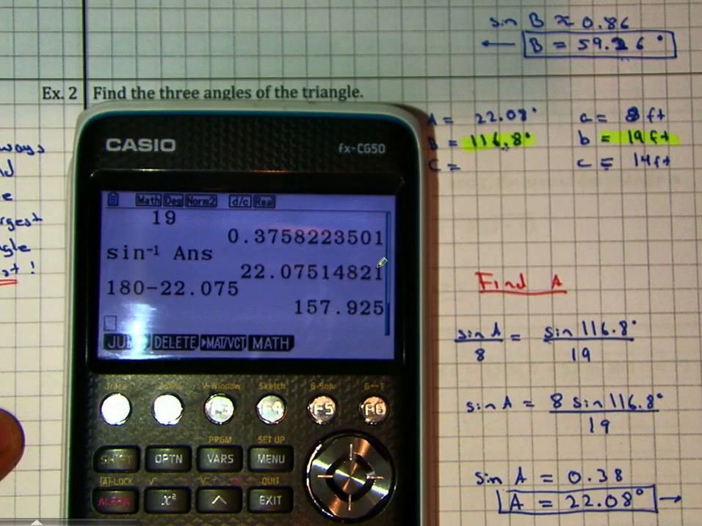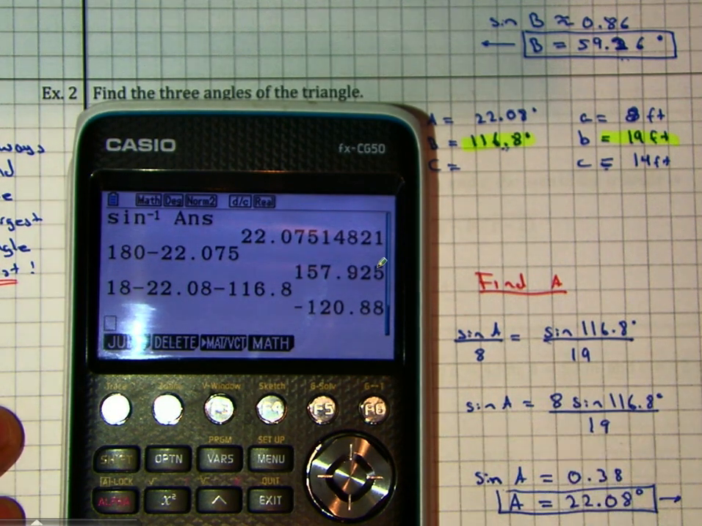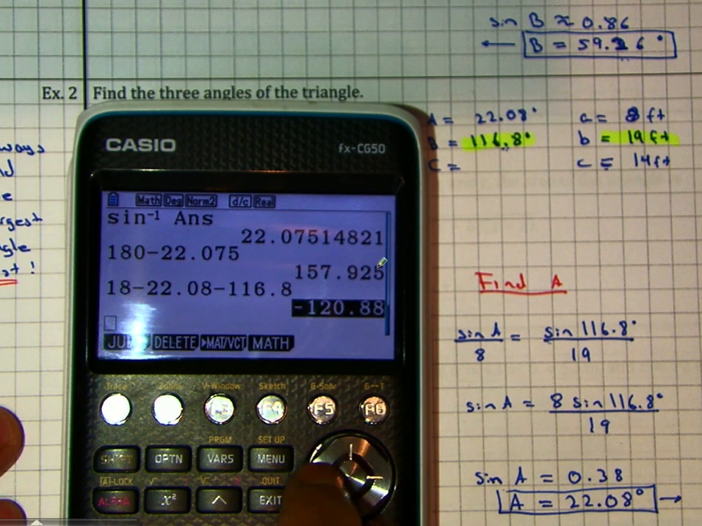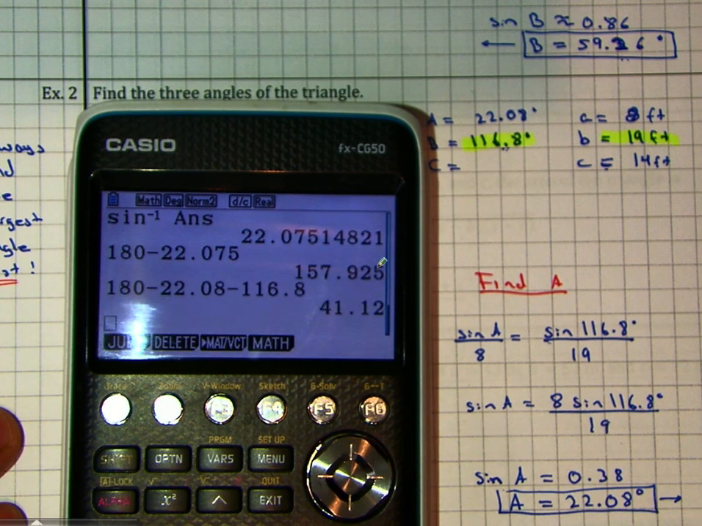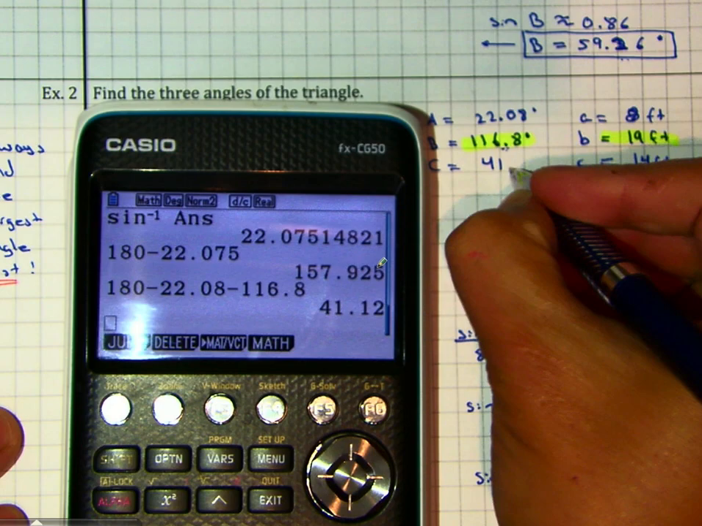And from there I can go and find my third angle, 180 minus 22.08 minus 116.8. That can't be the case. I missed a 0 there. So it'll be 41.12 degrees.